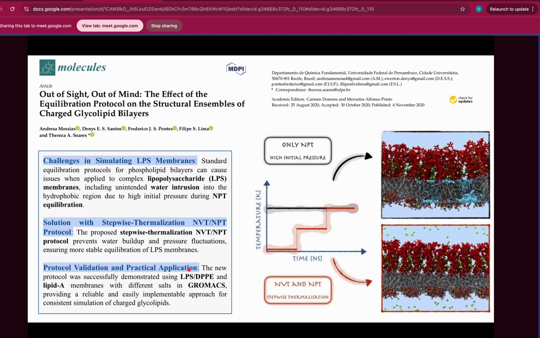Protocol validation and practical applications. The new protocol was successfully demonstrated using LPS, DPPE and lipid A membranes with different salts in GROMACS. They altered different salt conditions and provided a reliable and easily implementable approach for consistent simulation of charged glycolipids. So the molecule which you are studying is very important.